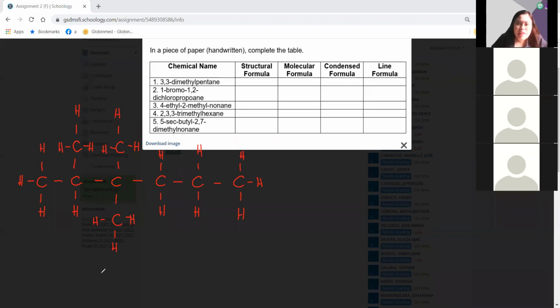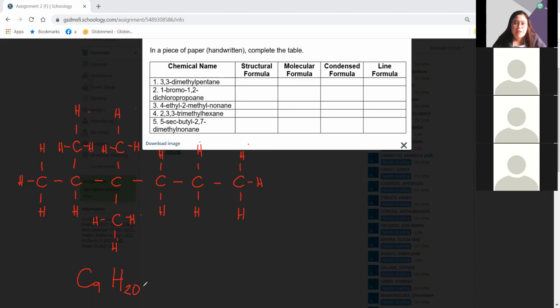Next, let's have the molecular formula. So we only have also carbon and hydrogen here. So let's count. 1, 2, 3, 4, 5, 6, and then 7 sa baba, 8, and 9. So a total of 9 carbons. How about the hydrogen? Let's start here going down. 1, 2, 3, 4, 5, 6, 7, 8, 9, 10, 11, 12, 13, 14, 15, 16, 17, 18, 19, and 20. So we have here C9H20.